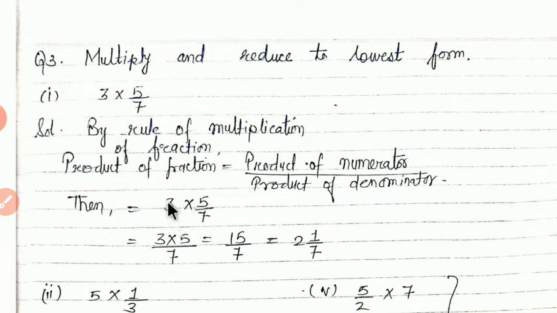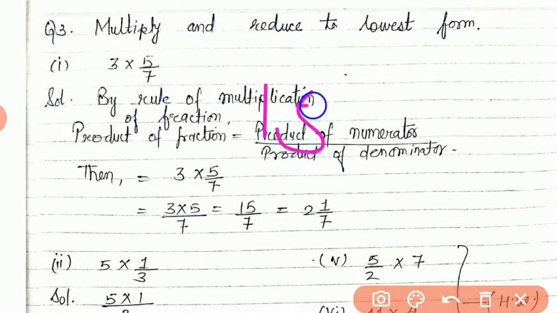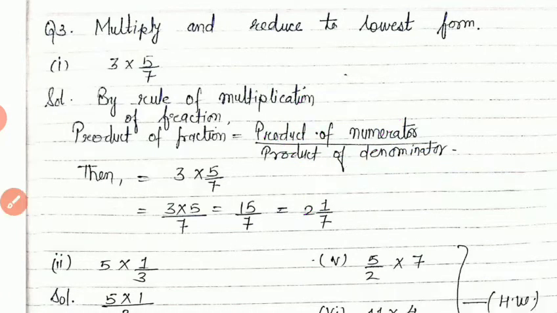Then 3 into 5 by 7. You can see 3 and 5 both are written in the numerator. It means we multiply 3 by 5. There is no denominator for 3. It means here 1 only. So 1 into 7, 7. 3 into 5, 15 by 7. So 15 by 7 is the multiplication. After that, lowest form means we have to change into a mixed fraction. So we will divide 15 by 7. So 7 2s are 14.